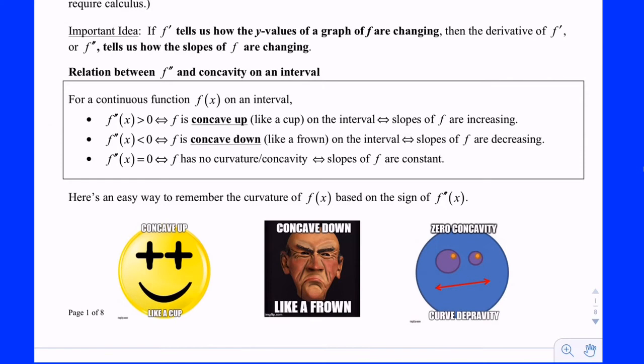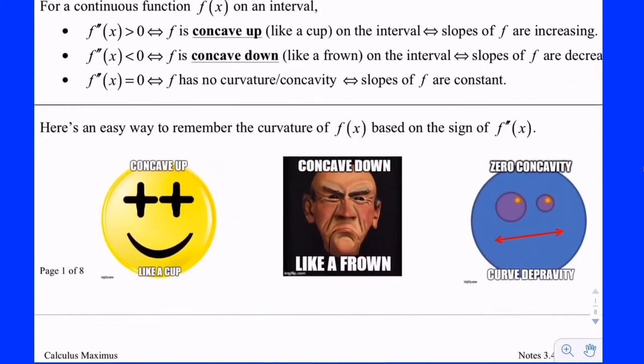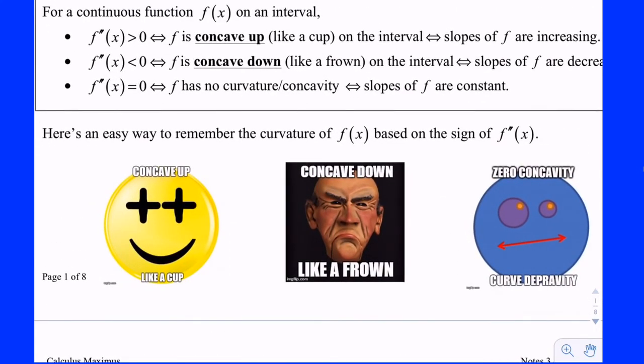All right, and you can read this if you want, but I have some memes. Is that what you people call these days? Memes.